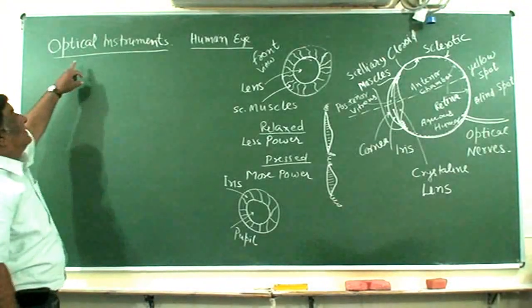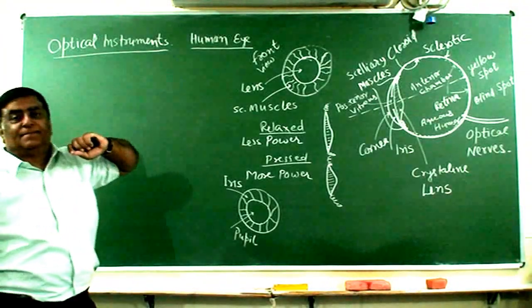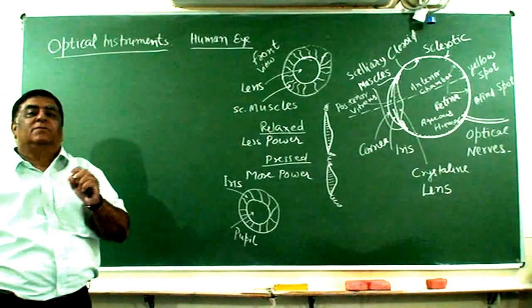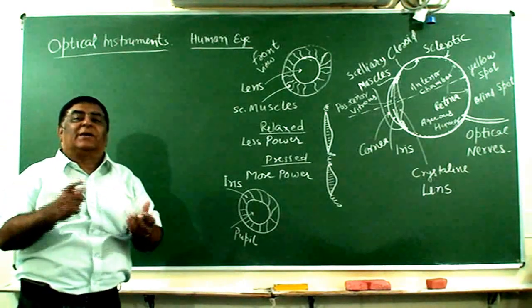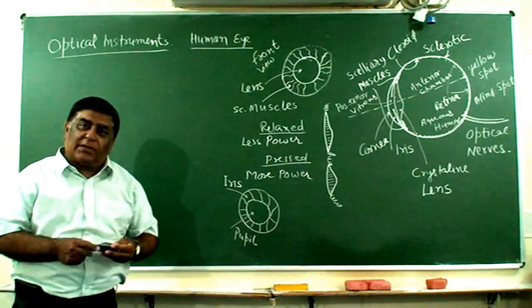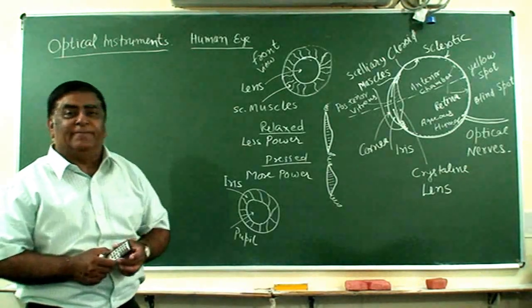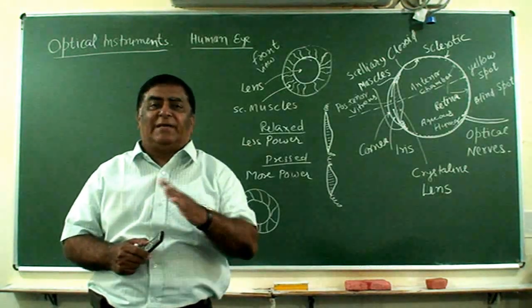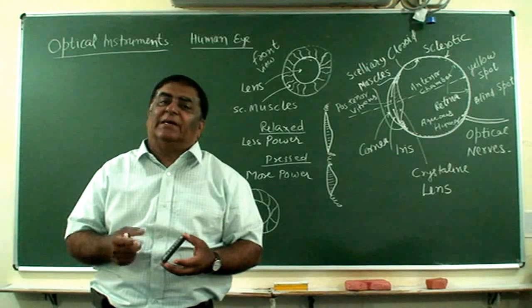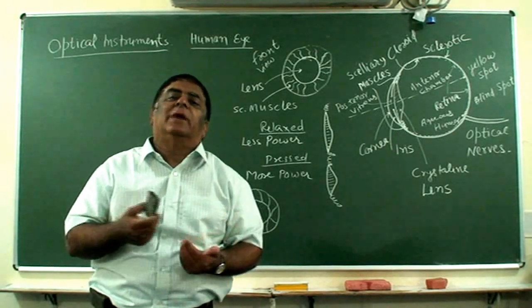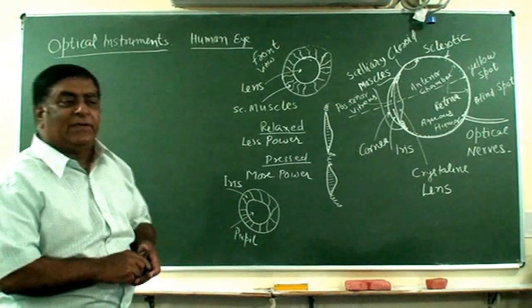The topic is optical instruments, the instruments which have optical characteristics. There are two types of instruments we will study: one made by nature and the other made by mankind.